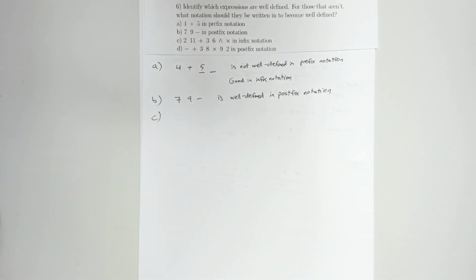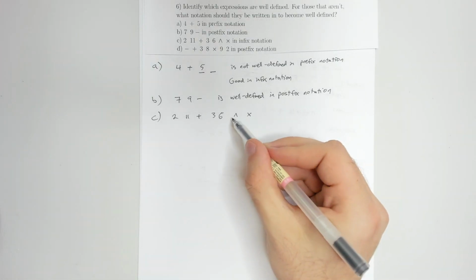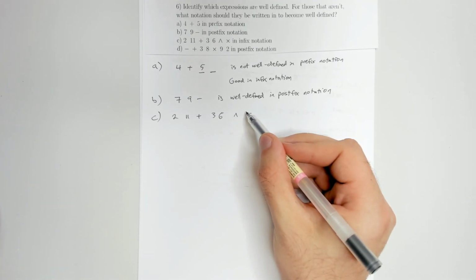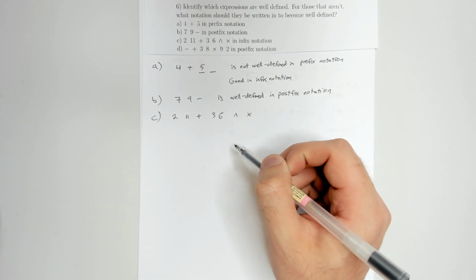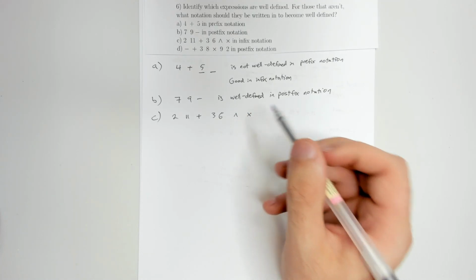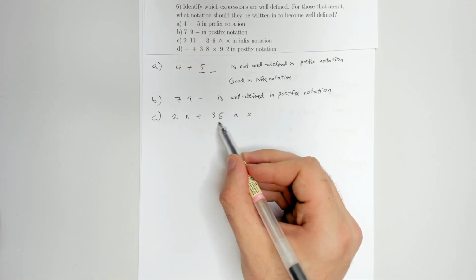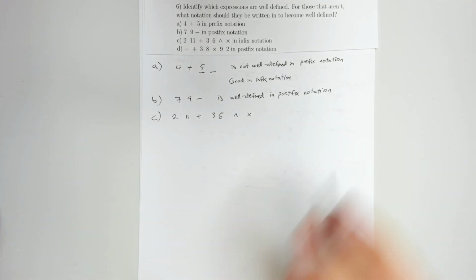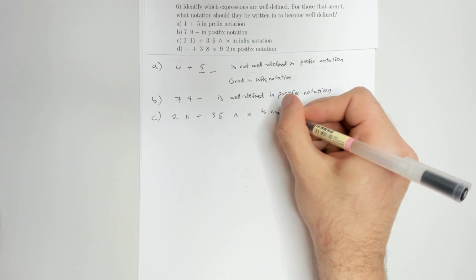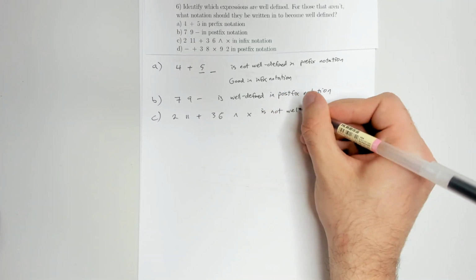All right, part C, it's a little bit longer, and it says it's in infix notation. Definitely not going to be the case because we have an exponentiation right beside a multiplication, and that could never happen in infix notation because this would be combining the 6 and the multiplication, which doesn't make sense, so it is not well defined in infix notation.